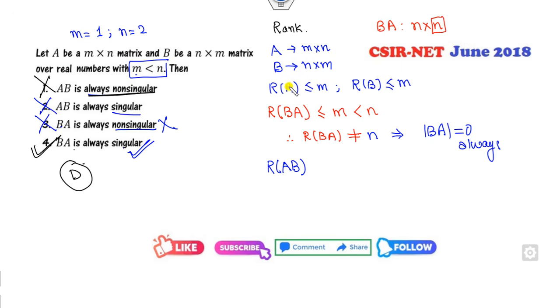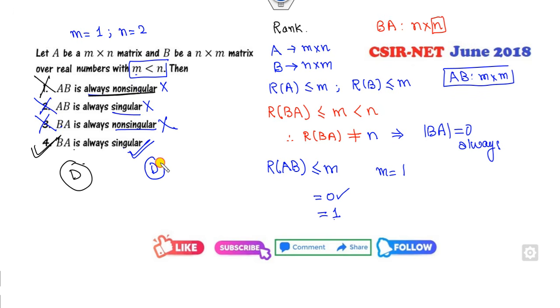Rank of AB is the minimum of this. What is the size of AB? AB is M cross M. Fine. Now it is less than or equal to M. Now can you say this is all? It can be less; if I choose M as 1, then the rank may be 0 or maybe 1. If it is 0, then this option will be cancelled out. If it is 1, then this option is cancelled out. So therefore the correct option is D, my right answer of this problem.